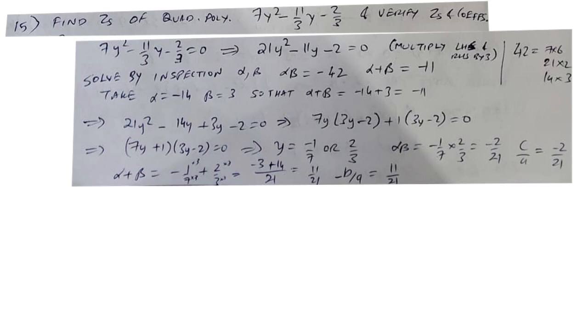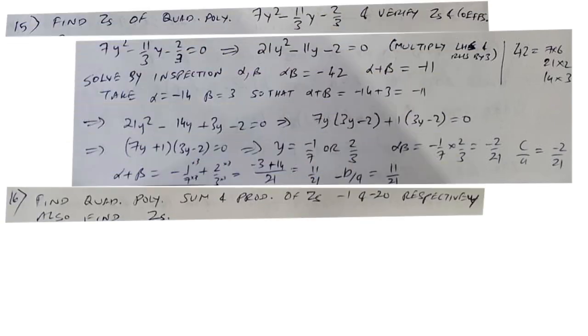Okay, what is minus b by a in our case? B is minus 11, so minus of minus 11 is 11. And what is the denominator? A is 21. So minus b by a is 11 by 21. So we have verified that alpha plus beta is 11 by 21, and minus b by a is also 11 by 21.